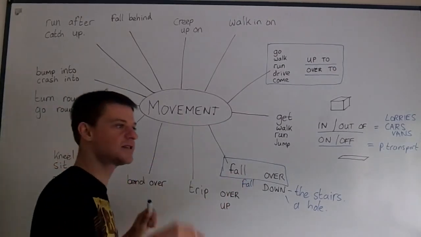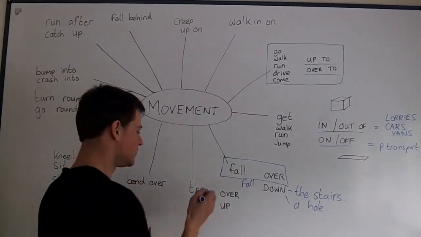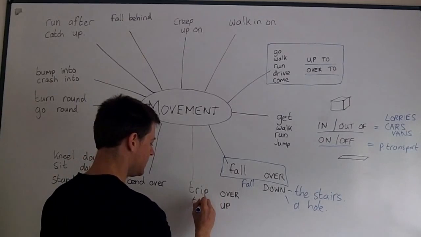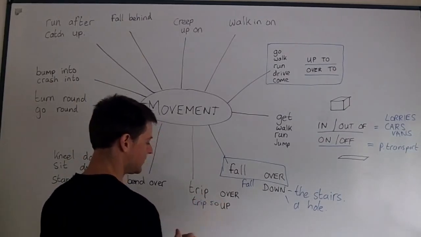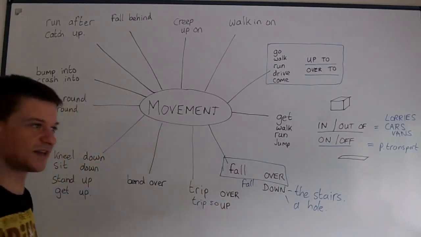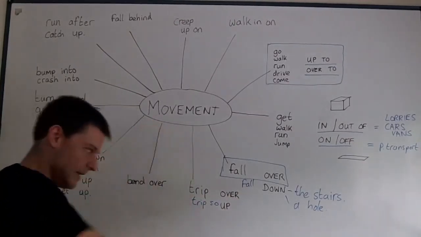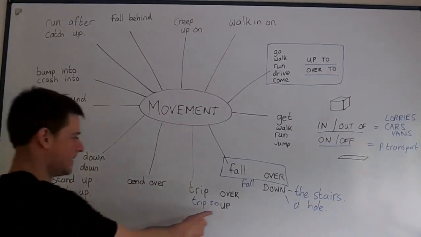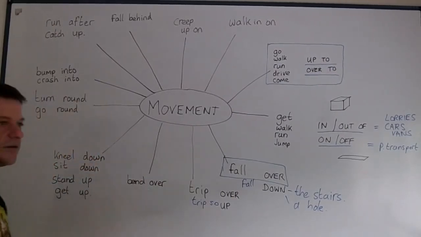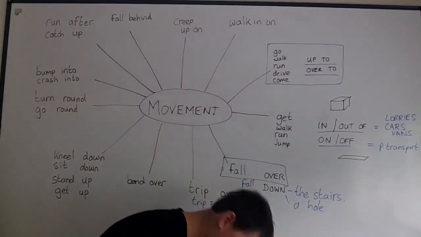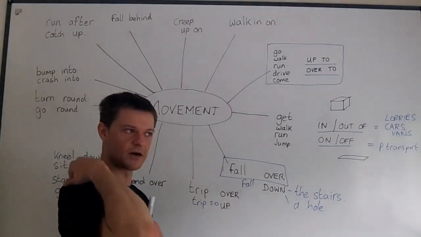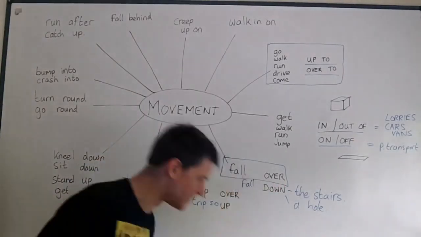However, if you try to trip someone else, you trip someone up. So children often do this. They're naughty in the playground and they put their foot out and they trip someone up. Okay? Bend over is very simple. It just means like that. You bend the top part of your body forwards and you bend over.